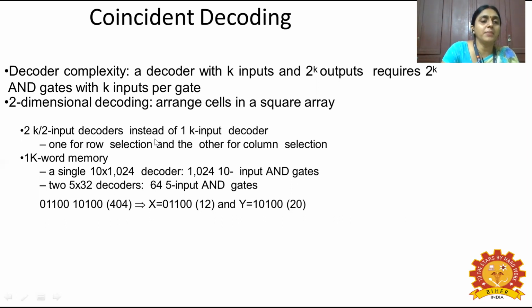For a 1K word memory, a single 10 cross 1024 decoder has 10-input AND gates, and two 5 cross 32 decoders can also be used. 64 5-input AND gates can also be used.